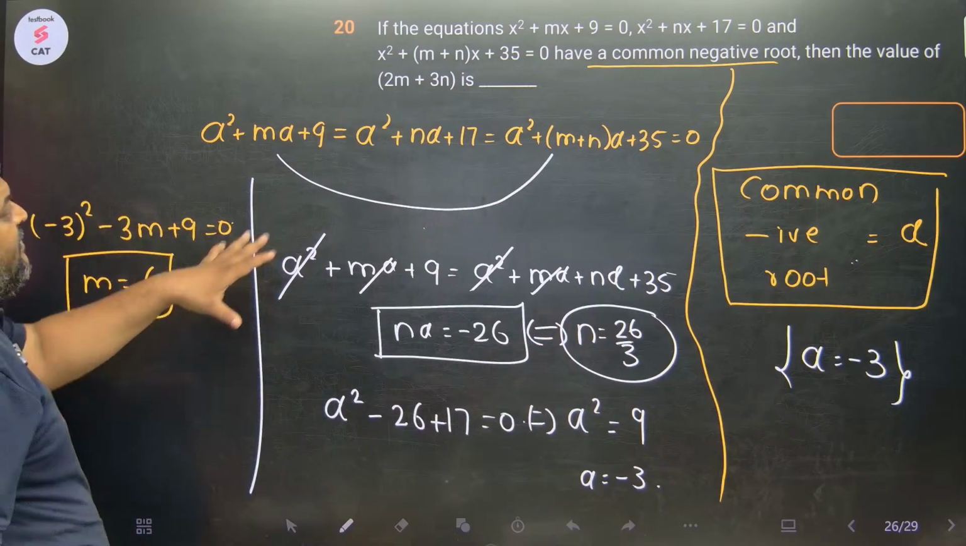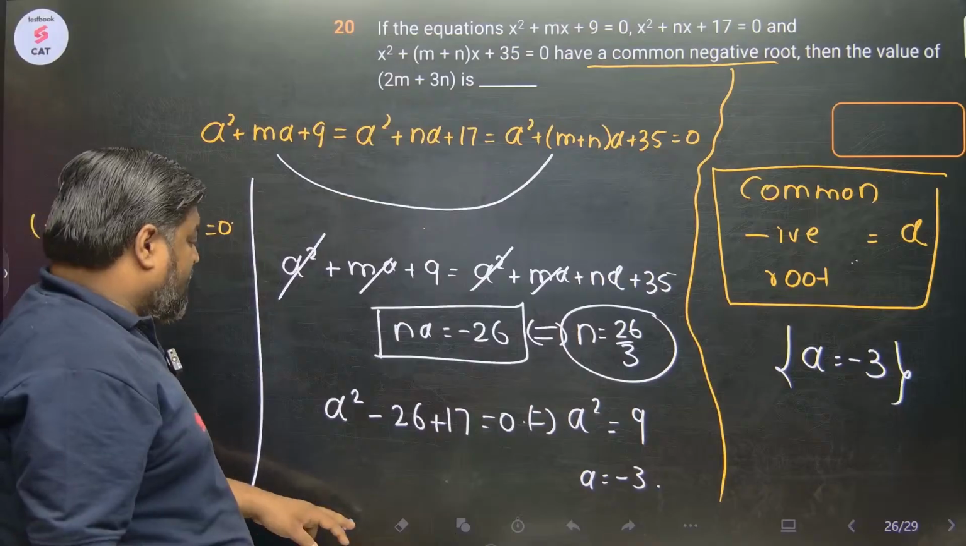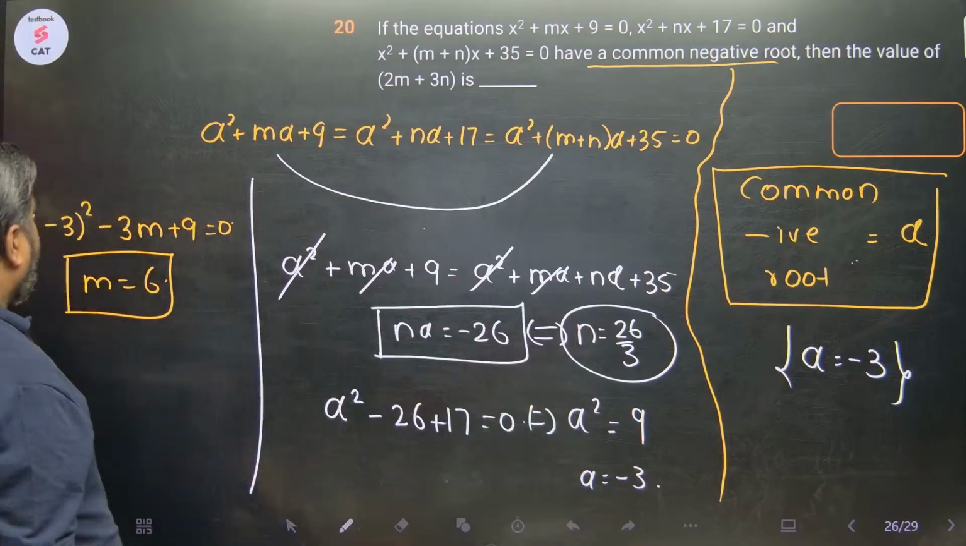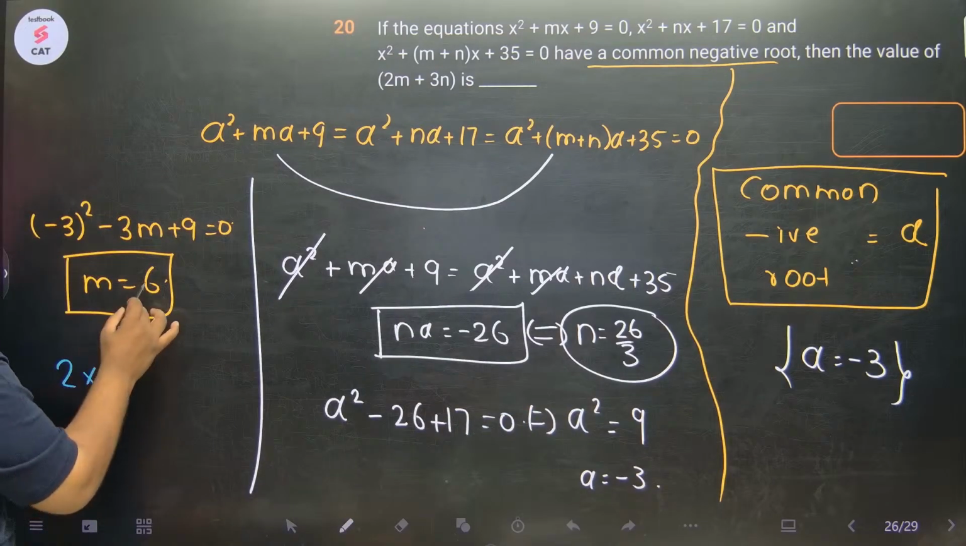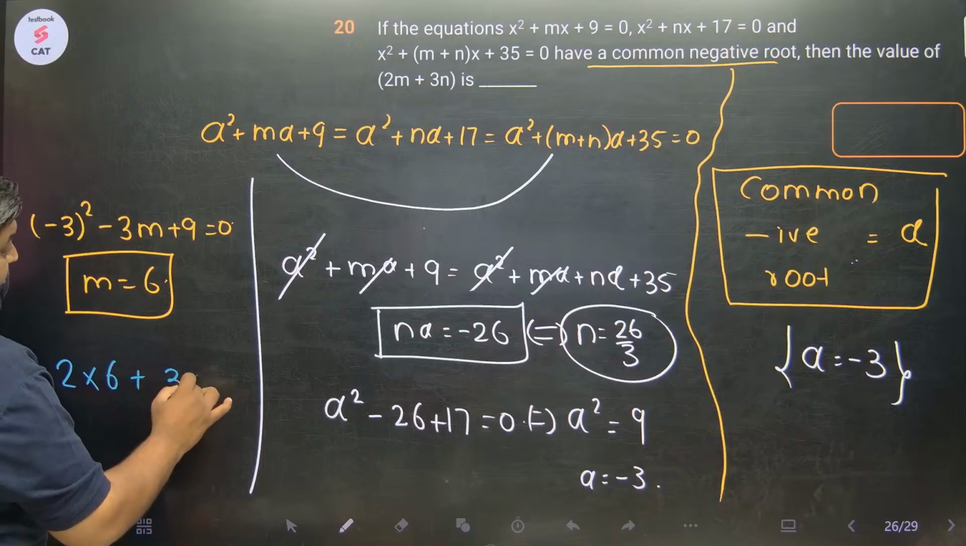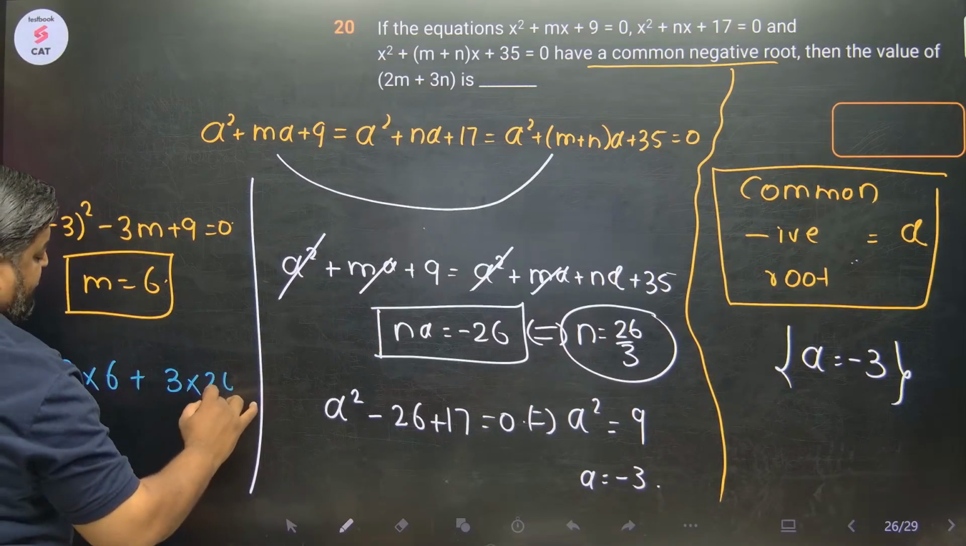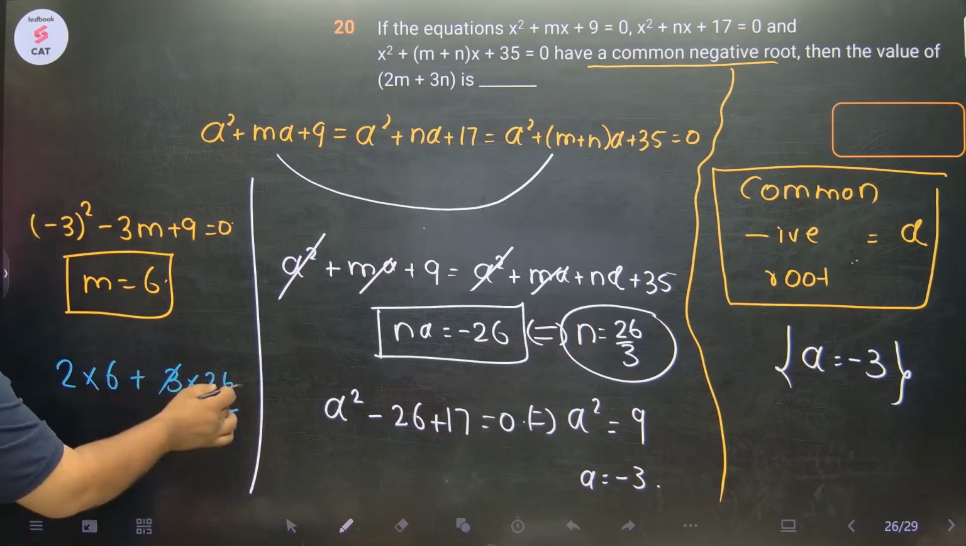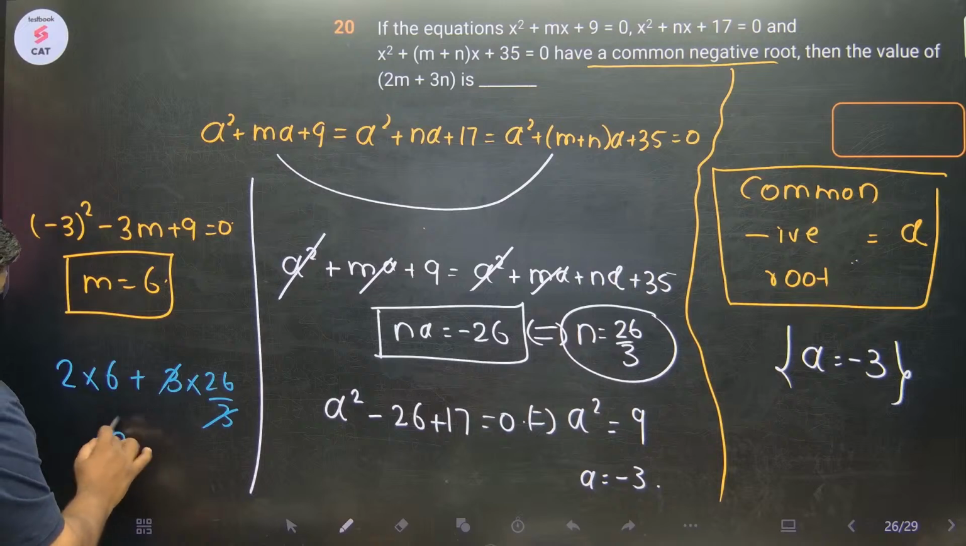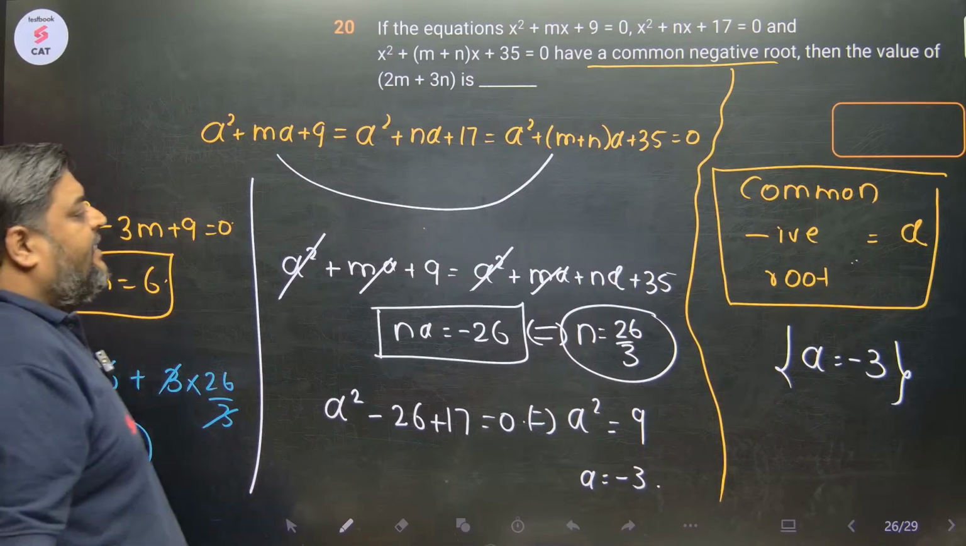What is asked? 2m plus 3n. So 2 into m is 12, and 3 into n is 26 by 3, which gives 26. This is 12 plus 26, which is 38.